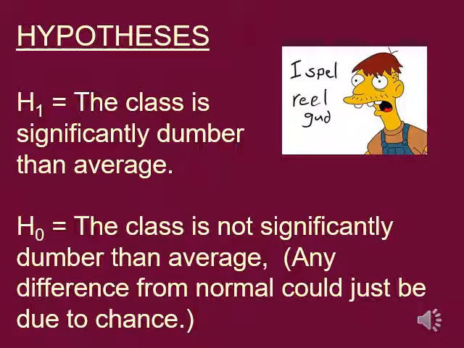For the null hypothesis, I just turn that around and throw the word not in it, so the class is not significantly dumber than average. Now with 89 for an IQ, they're definitely not smarter, but maybe that's about the same as average. That would be what we'd be saying, and any difference was just due to chance. If she tested them again, maybe they'd have a little bit higher answer.